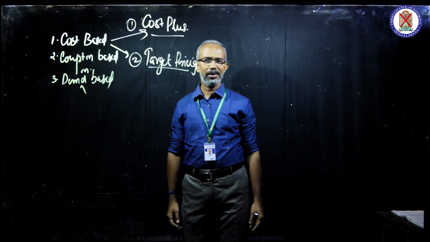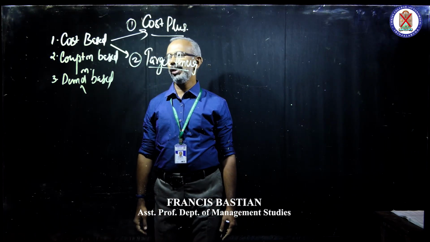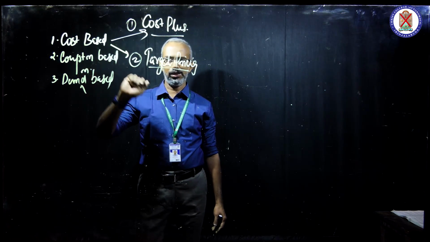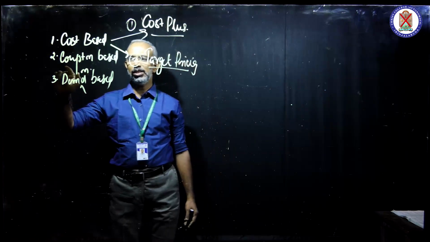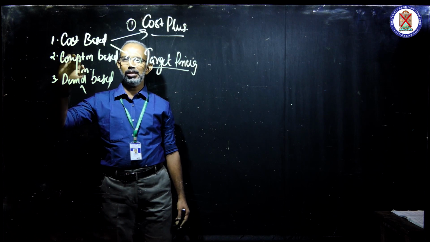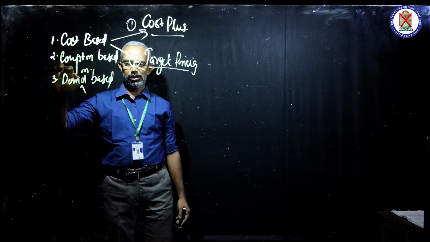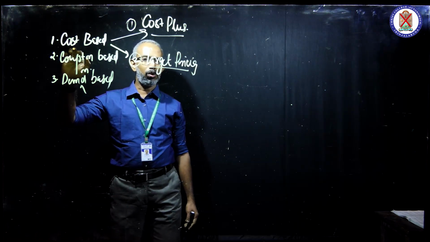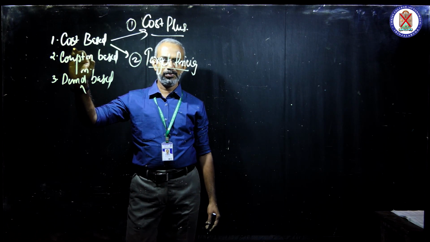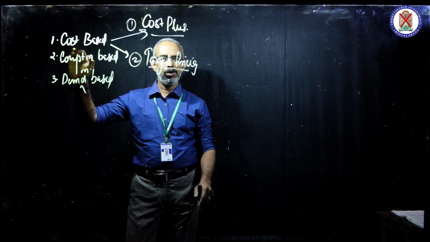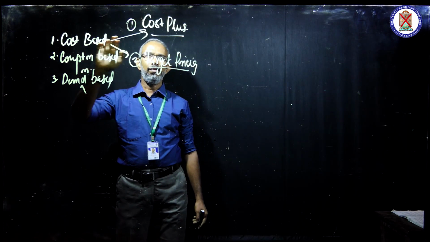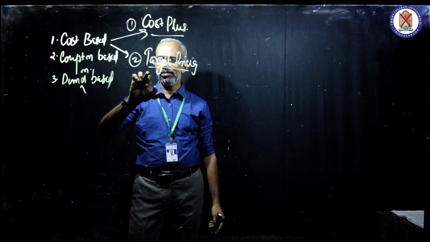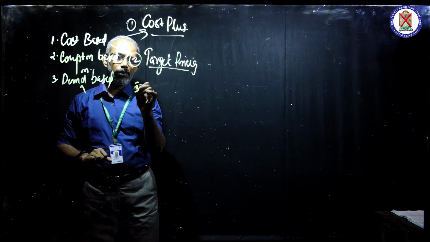Friends, welcome back. Let us now move on to the third method in cost-based pricing policies. There are three basic pricing policies: cost-based pricing policy, competition-based pricing policy, and demand-based pricing policy. We were discussing cost-based pricing policy and the several methods within it. We finished cost plus pricing, we finished target pricing. Now we move on to point 3.